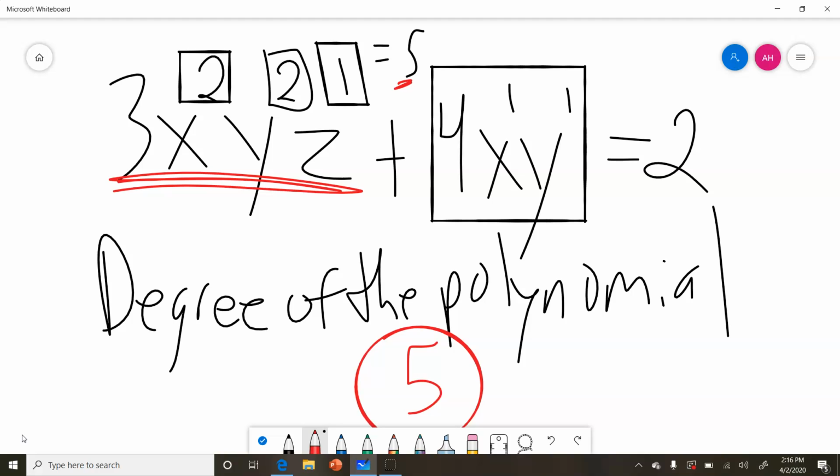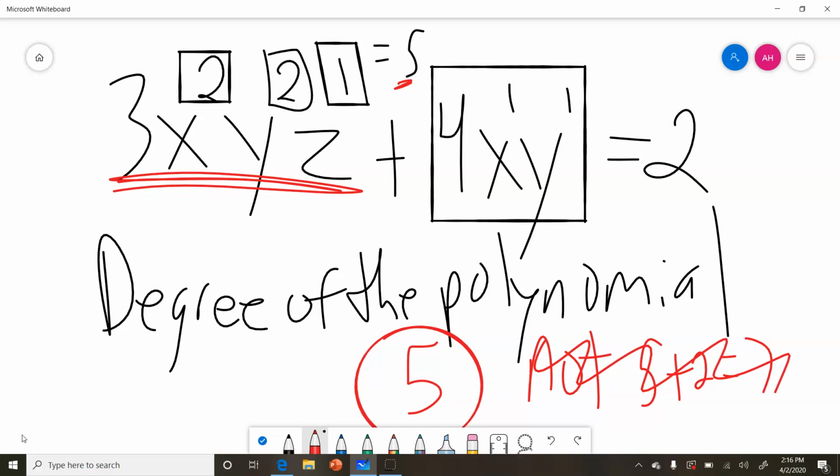Okay, we don't add. It's not 5 plus 2 equals 7. That's not the degree. The degree is the highest term. The highest term is 5.